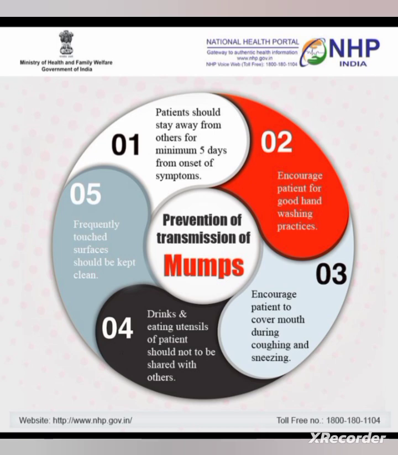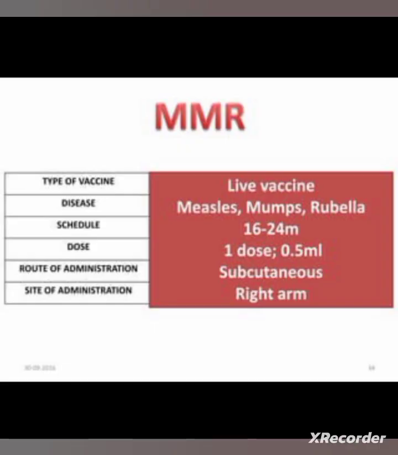Another method of prevention of mumps is the MMR vaccine. The MMR vaccine is a live vaccine. Here we are preventing measles, mumps, and rubella. The schedule for giving this injection: the first dose is at 16 to 24 months, and the second dose we can give at 4 to 6 years of age.